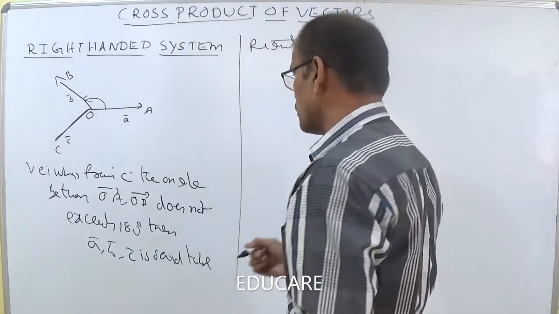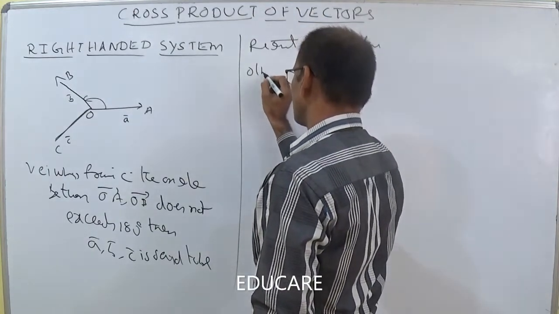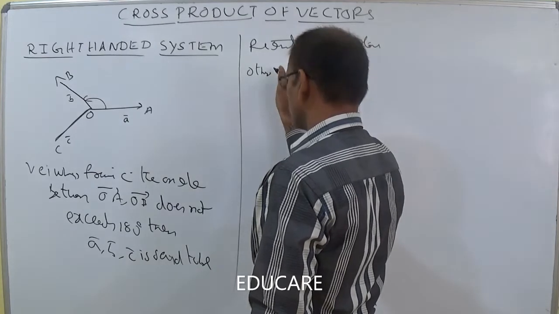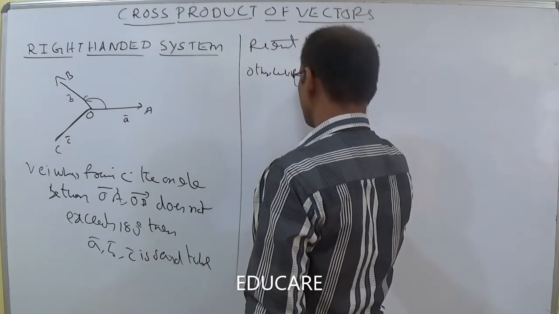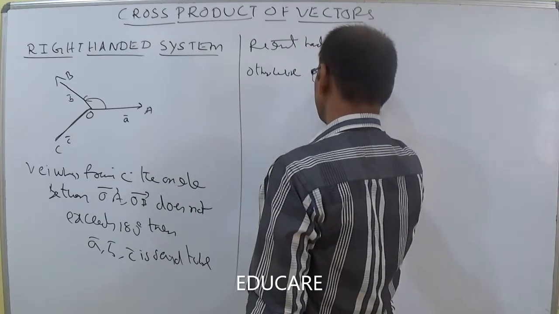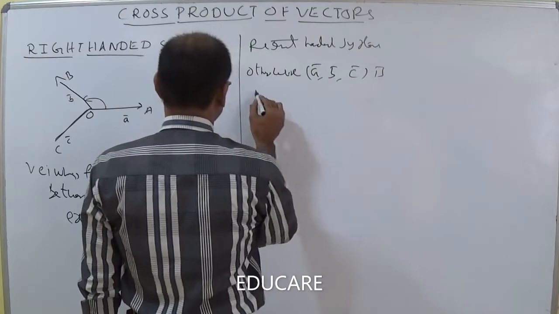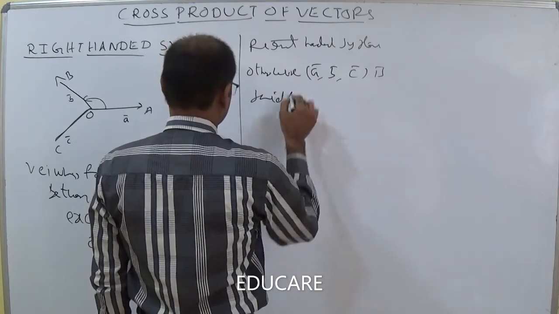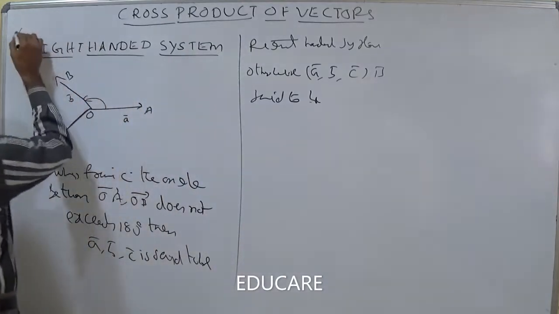Now using that one we can say, otherwise I am writing, whenever that means otherwise, A comma B comma C is said to be, let this be the 12th point.